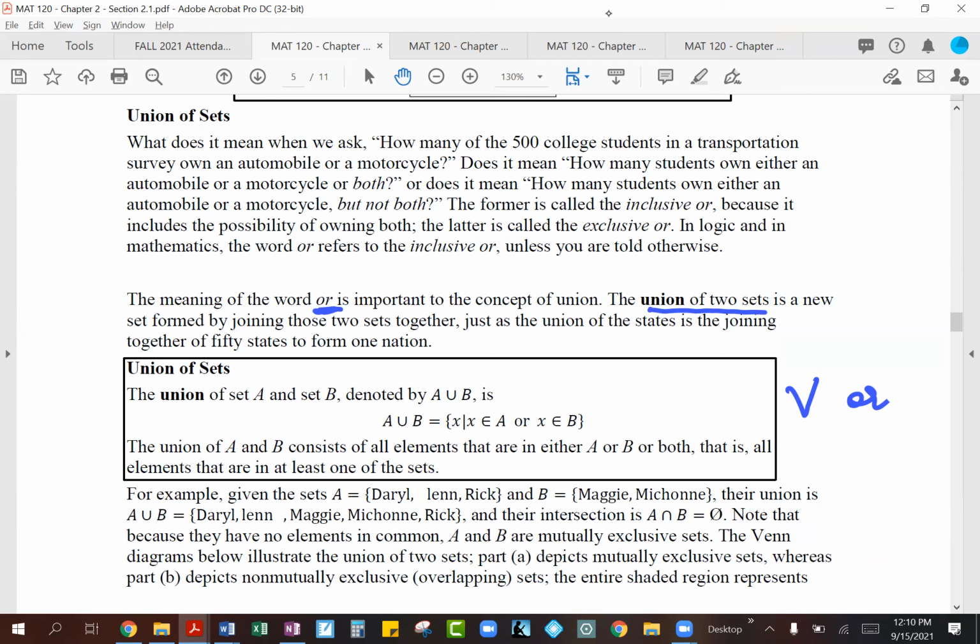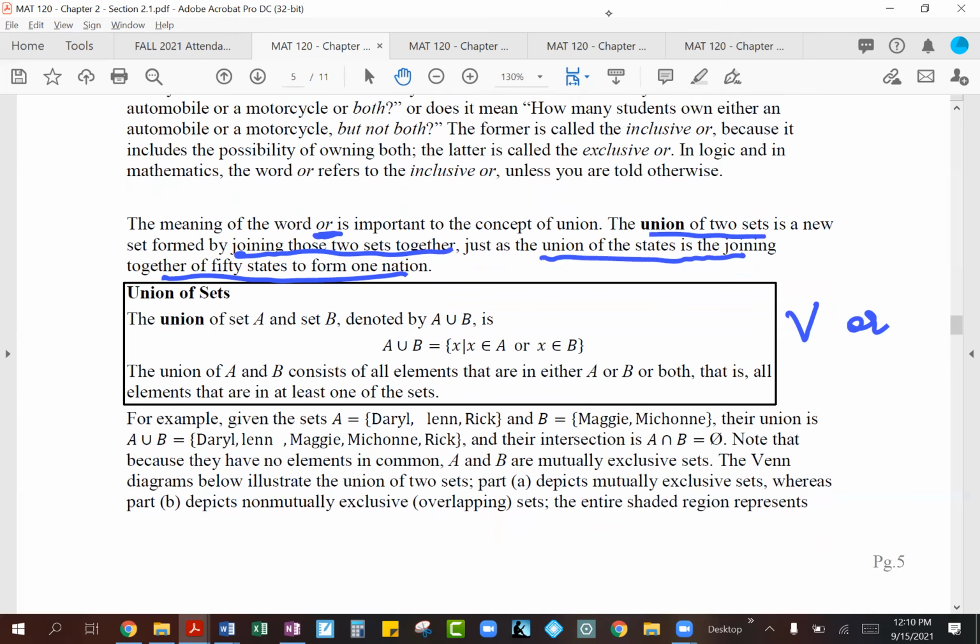So the union of two sets is going to be a new set formed by joining two sets together. That's basically the union of the states. They're comparing it to the union of the states, joining all our 50 states together to form our country, our nation. So in that same way, "or" is going to be the important part over here. And this means, and again, look at that, it kind of looks like your disjunction symbol, just more like a U instead of a V. So A union B means your element X can either be in set A or it can be in set B.